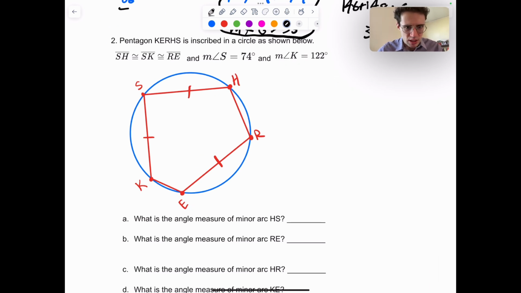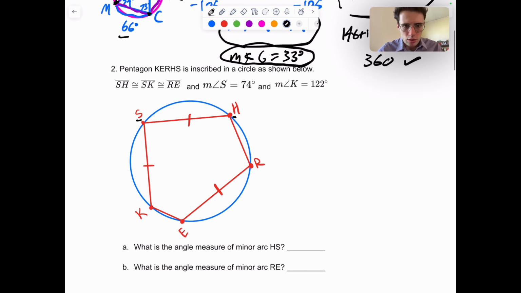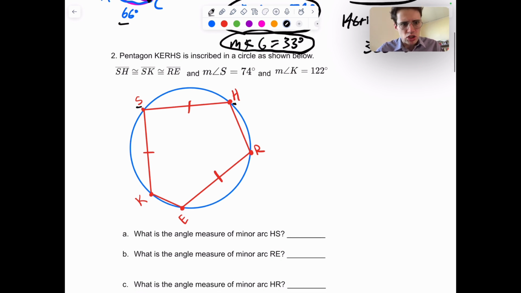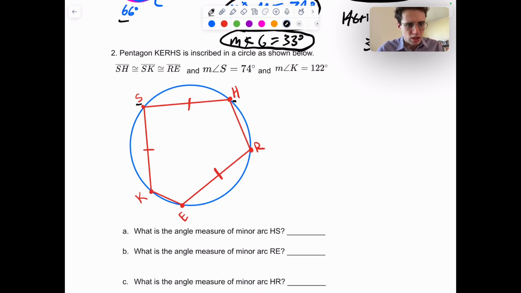So we have this pentagon that spells out Shrek, but they're calling it Kurs, is inscribed in a circle as shown below. Side SH is congruent to side SK is congruent to side RE. So those are all chords. If they're all equal, that means that the arc they capture is going to also have the same measure because they're the same length chord on the same circle. We'll keep that in mind.